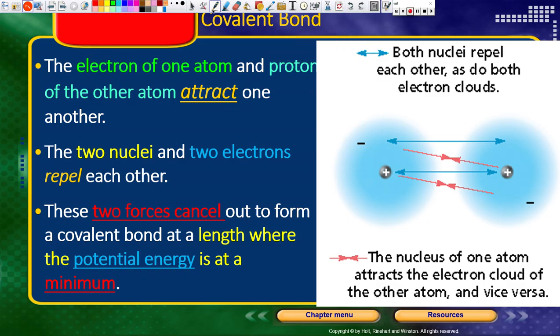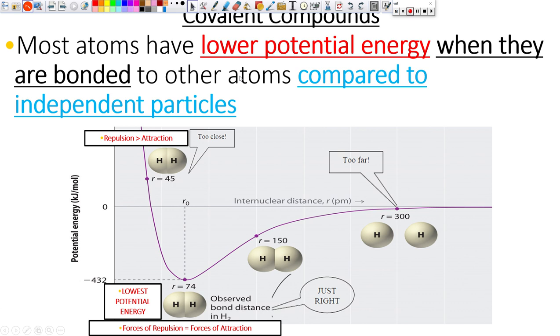So we all know or have heard of that person. Guess what? Atoms are the same way. Is there a point where atoms can actually get too close to each other? Yes. So let's look at this.